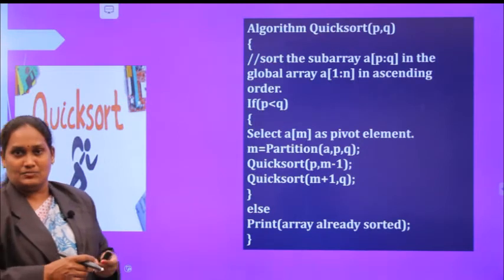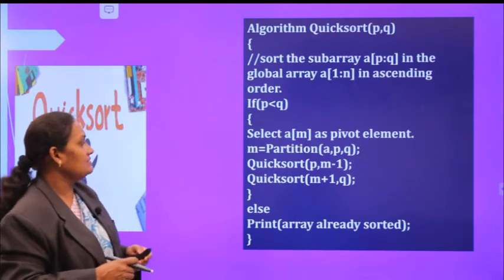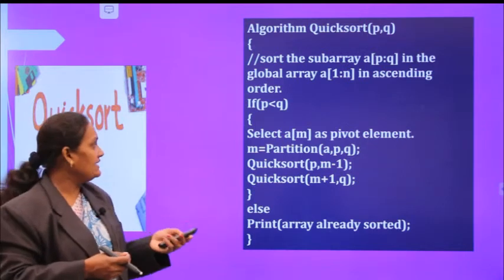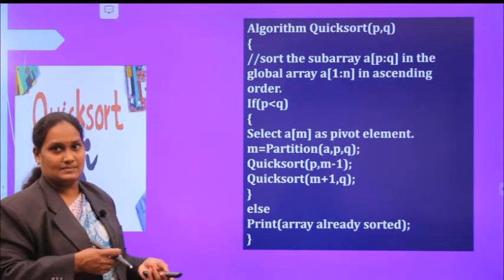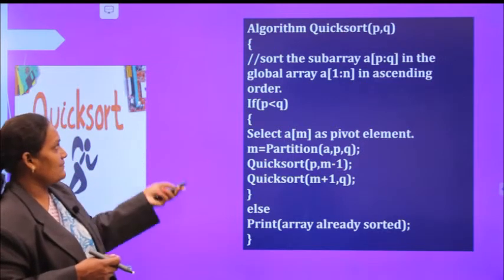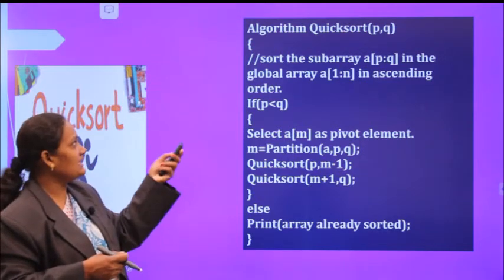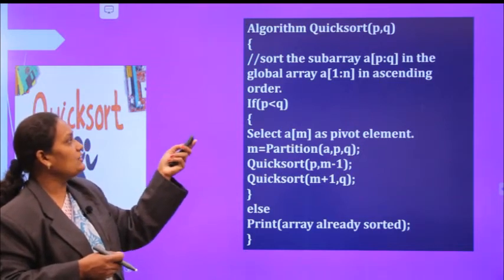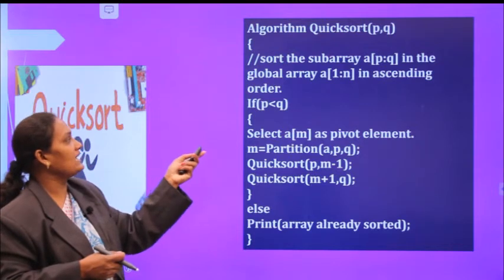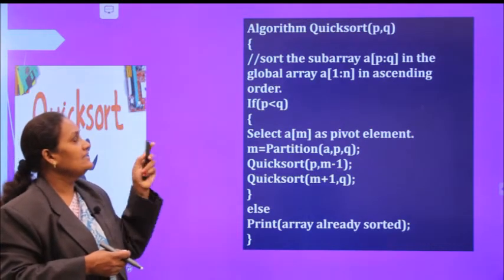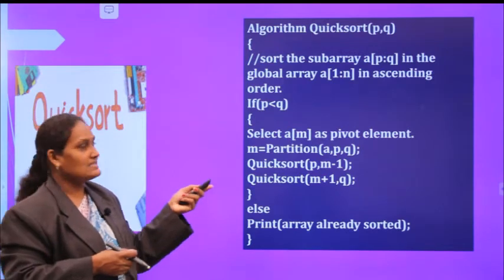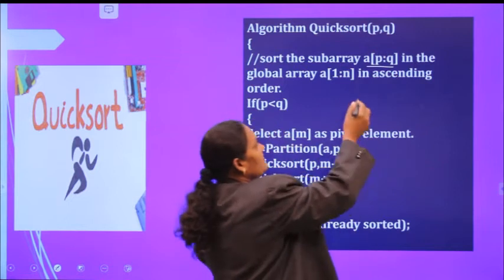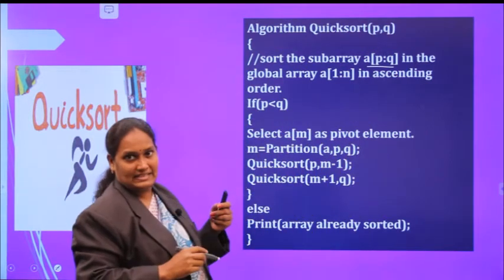Let us see the algorithm for quicksort. Here, for convenience and simplicity, I divided the algorithm into three parts. The first part, which I am showing here, is quicksort of p comma q. Here we sort the subarray a p to q in the global array a 1 to n in ascending order. The global array a 1 to n is considered. In that global array, a p to q is the subarray which is sorted into ascending order.